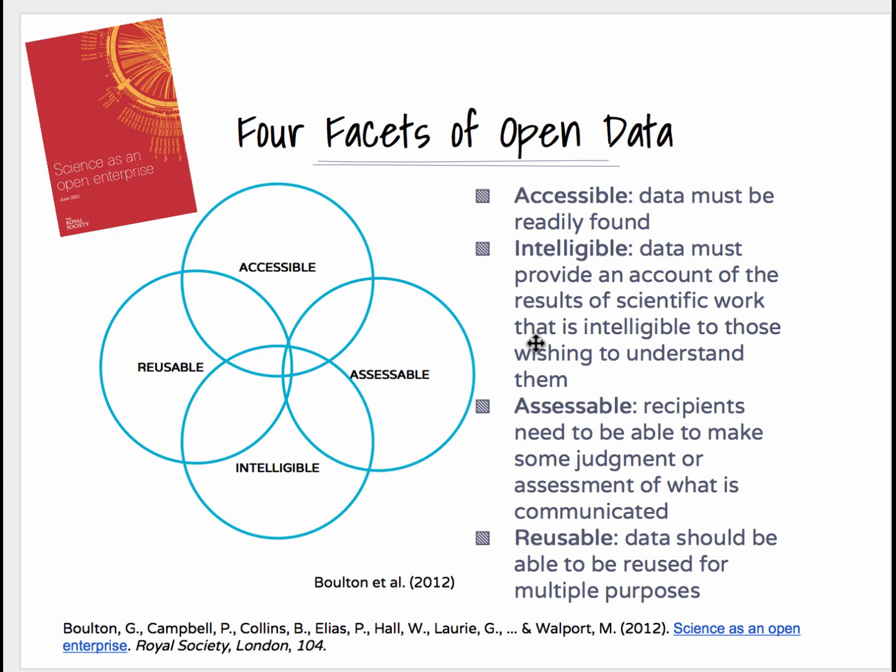Bolton et al. talk about 4 facets of open data. They suggest that it's accessible, it can be readily found, intelligible, it must provide an account of the results of the scientific work that is intelligible to those wishing to understand them. It's assessable. Recipients need to be able to make some judgment or assessment about what's communicated, and it is reusable. It should be able to be reused for multiple purposes.